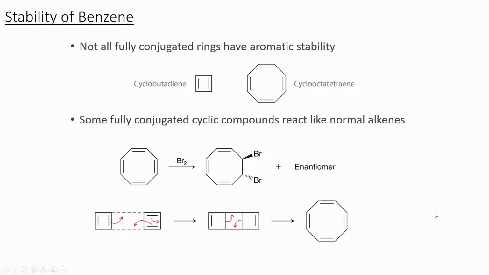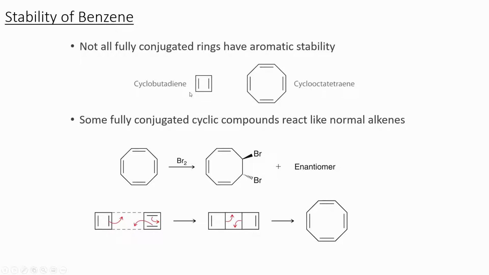I alluded in the beginning of the lecture that not all of the aromatic compounds are encapsulated by just saying benzene derivatives, and that's what we're going to talk about a little bit more here. Not all fully conjugated rings are aromatic rings. We're going to look at examples of aromatic compounds and non-aromatic compounds.